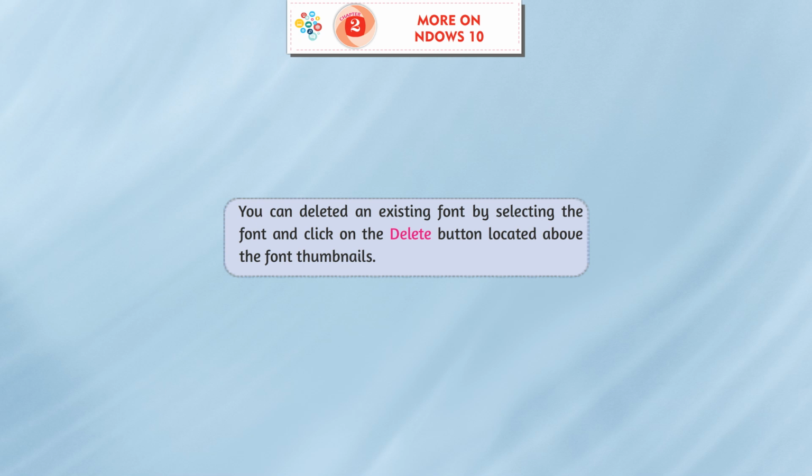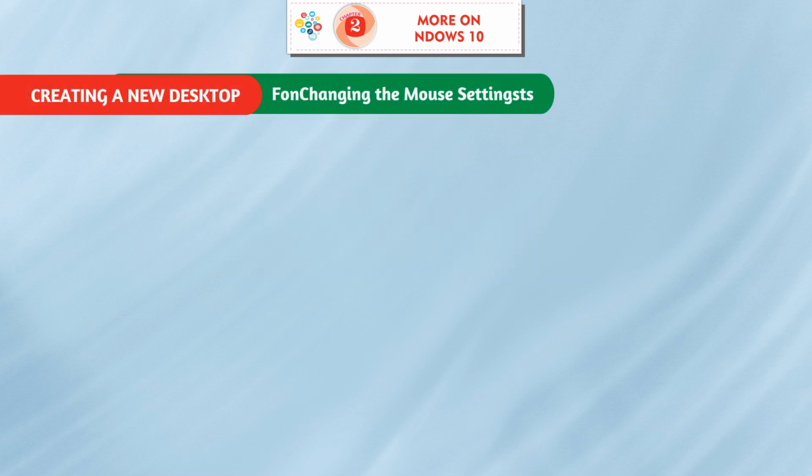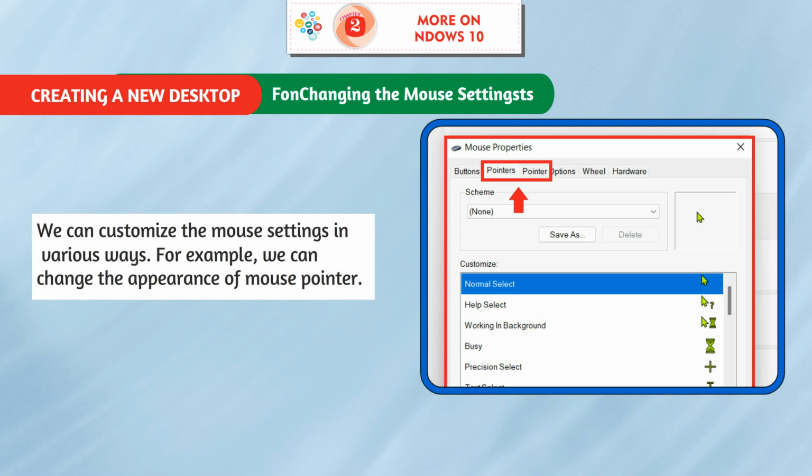You can delete an existing font by selecting the font and clicking on the Delete button located above the font thumbnails. Changing the mouse settings. We can customize the mouse settings in various ways. For example, we can change the appearance of the mouse pointer.